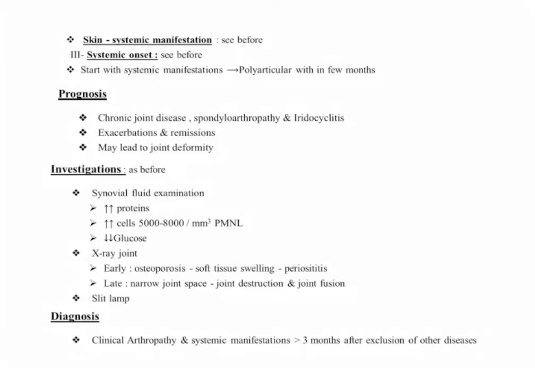What do we see in synovial fluid examination? The protein is high, cell count increased, glucose decreased. X-ray of the joint: early osteoporosis, soft tissue swelling, later narrow joint spaces, joint destruction, joint effusion, slit lamp. Diagnosis of rheumatoid arthritis: clinical, erythropathy, systemic manifestation, more than 3 months, after exclusion of other diseases.